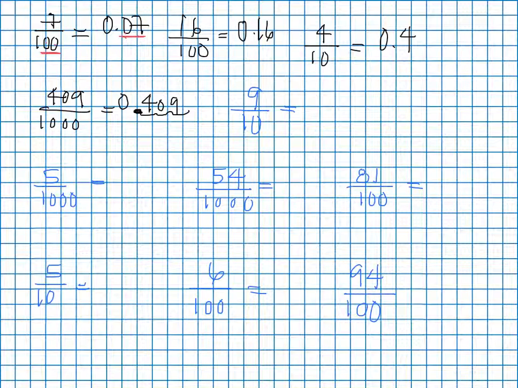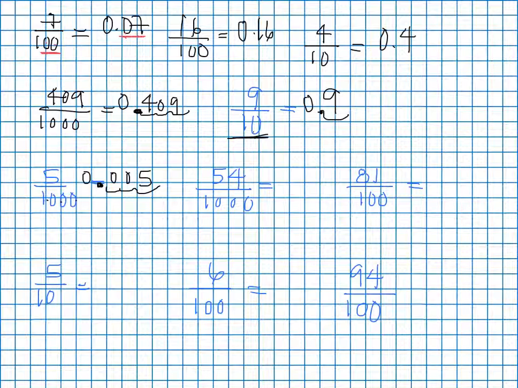Hopefully, ladies and gentlemen, you took some time to solve these problems. We'll start here. This is one of the ones that we should know, but if we don't, we're going to put the 9 down, and how many zeros? We have 1 zero, so it's going to be decimal 0.9. This is 5 over 1,000. We're going to put the 5 down, and how many spots? 3. We have 1, 2, 3 zeros, so we're going to need 1, 2, 3, and this is where our decimal point is going to go, 0.005. So 5 thousandths. Okay, now we have 54 over 1,000.